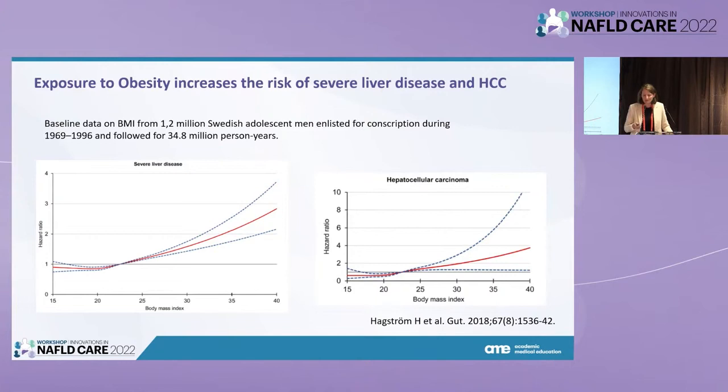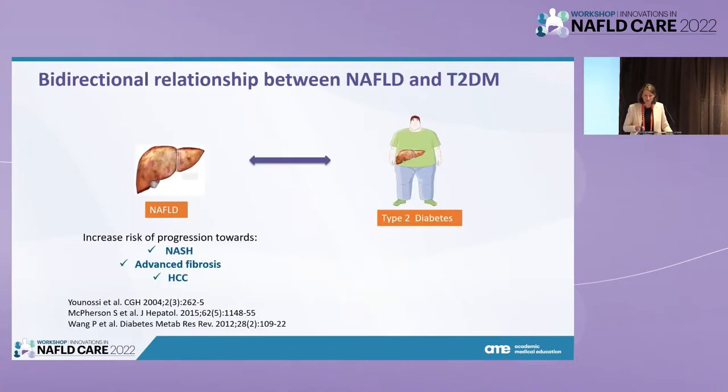So it's strong evidence of the role of obesity and the interaction with chronic liver disease and potentially NAFLD. On the other hand, there's also strong evidence of the bidirectional relationship between NAFLD and type 2 diabetes. When you are in your hepatology clinic and you're taking care of a patient with NAFLD, if he has, on top of that, type 2 diabetes, you know that this patient will have an increased risk of NASH, an increased risk of having advanced fibrosis, and an increased risk of having HCC.